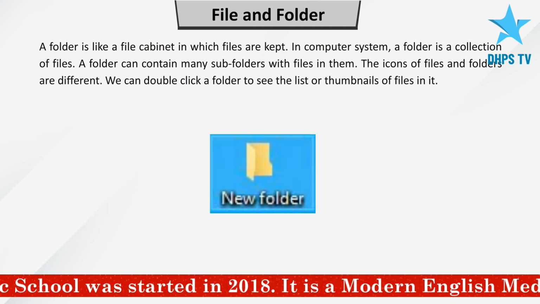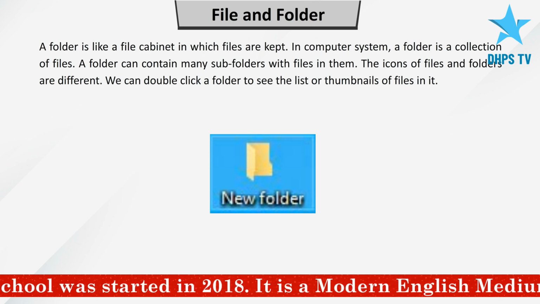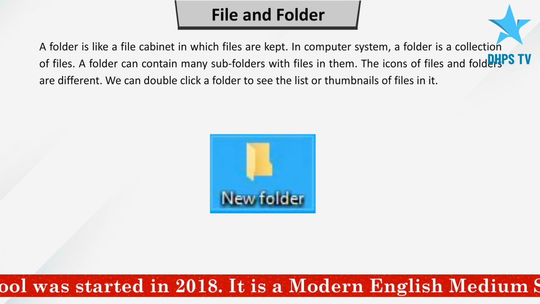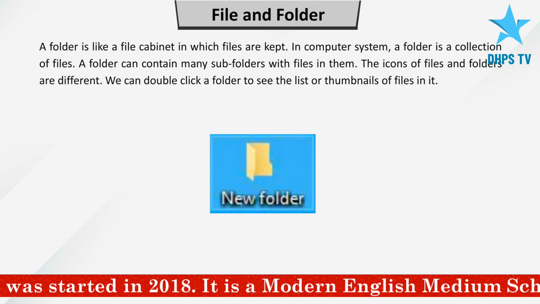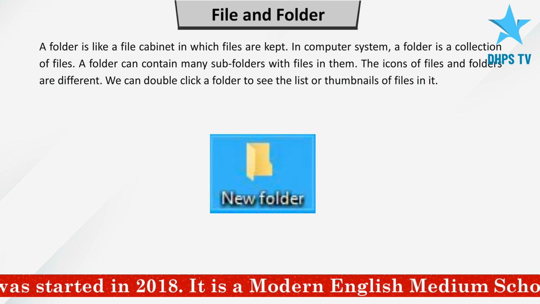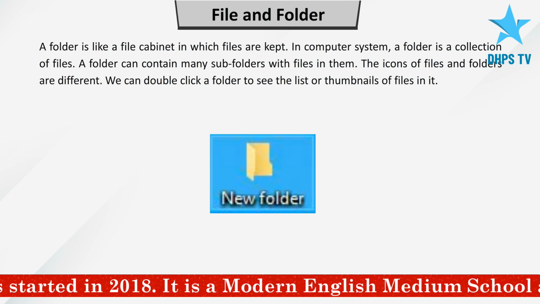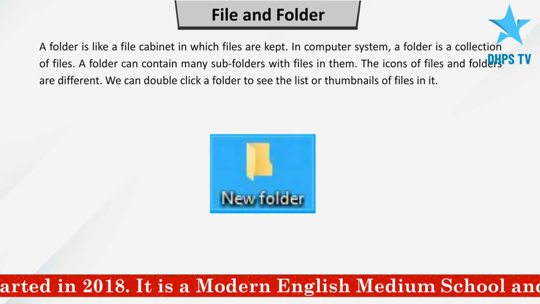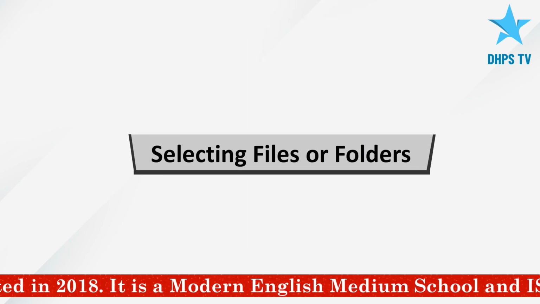A folder is like a file cabinet in which files are kept. In computer system, a folder is a collection of files. A folder can contain many subfolders with files in them. The icons of files and folders are different. We can double-click a folder to see the list or thumbnails of files in it.